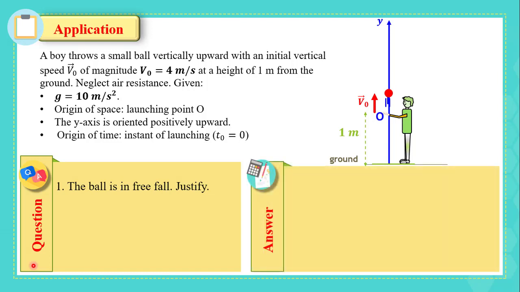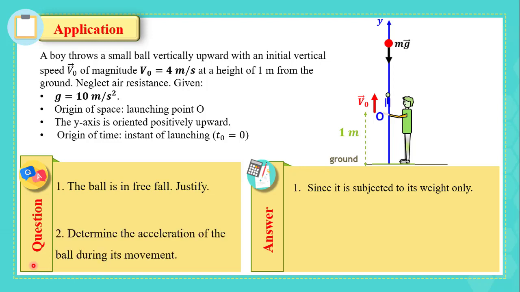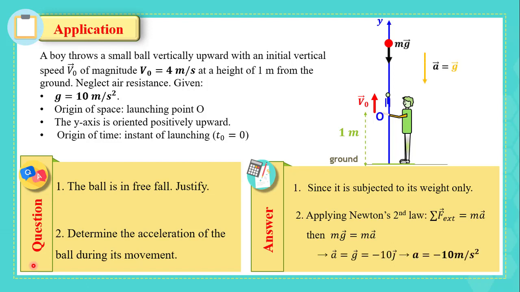Simply, since in this case the ball is subjected only to its weight, as the air resistance is neglected, it is falling freely. Now in the second part, you are asked to determine the acceleration of the ball during its movement. Here you need to apply Newton's second law, where the sum of all external forces is equal to ma. The only force is the weight, then mg equals ma. By eliminating m from both sides, we obtain that a equals g, which is equal to -10j.